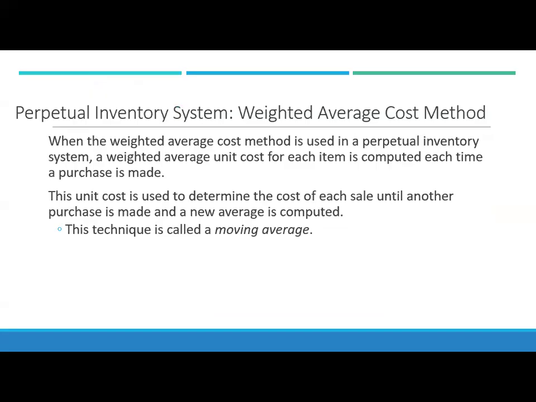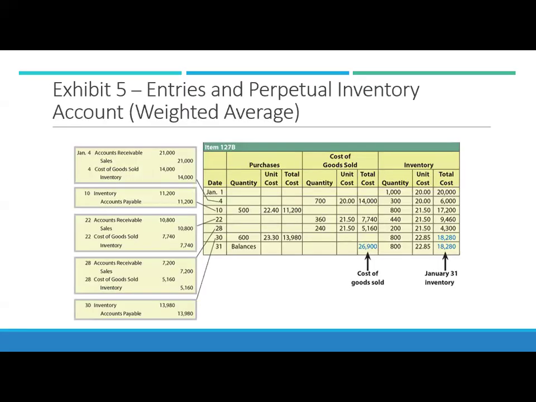And then we also have the weighted average cost method. And under the perpetual system, we compute the unit cost every single time that we make a purchase. Every single time that there's inventory added to the system, it recomputes a new weighted average for the inventory. And this technique is called a moving average. And the calculations are a little bit more involved, but the actual application of the cost, I think, is more simple than under LIFO or FIFO.